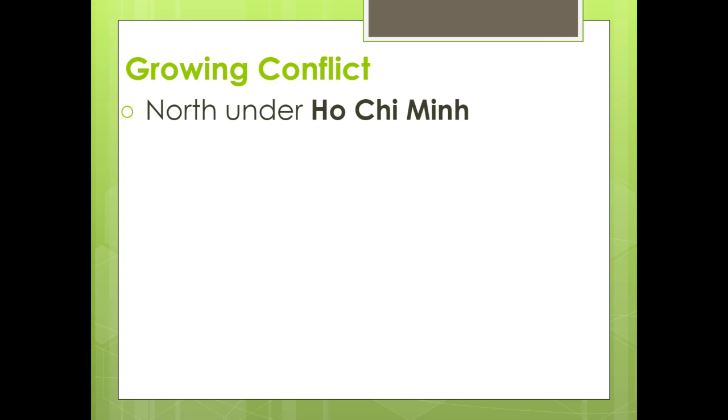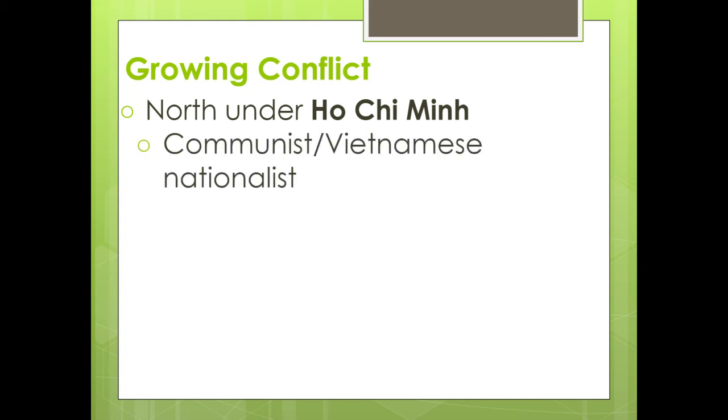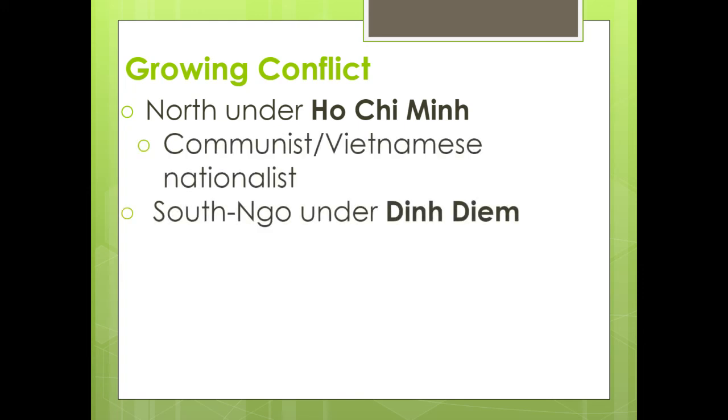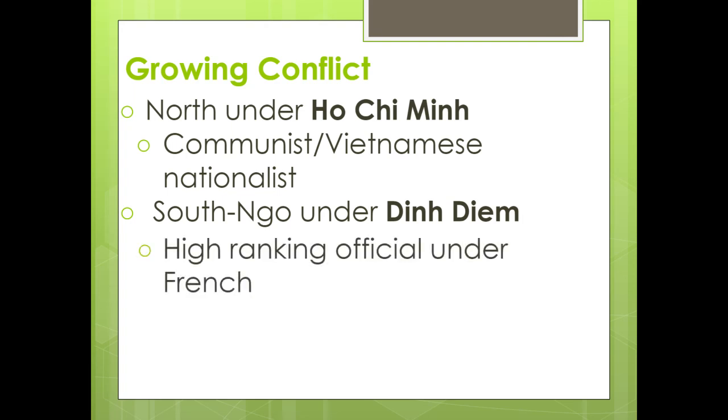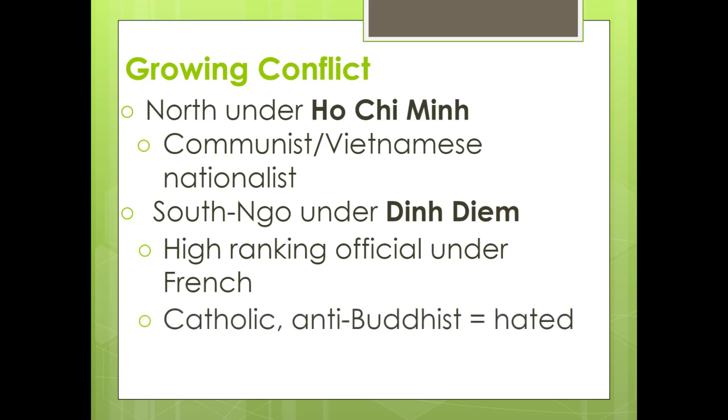The North is put under the control of Ho Chi Minh. He's that nationalist leader. He's very popular. He's a communist. He immediately begins to take control there. In the South, we have Diem, who takes over, and he is a high-ranking official under the French. So he's already not popular because they see him as an occupier. And he is also Catholic. He's Catholic in a majority Buddhist country, and he is absolutely hated in the South by the majority of his people. So naturally, a lot of South Vietnamese begin switching over to the northern side.